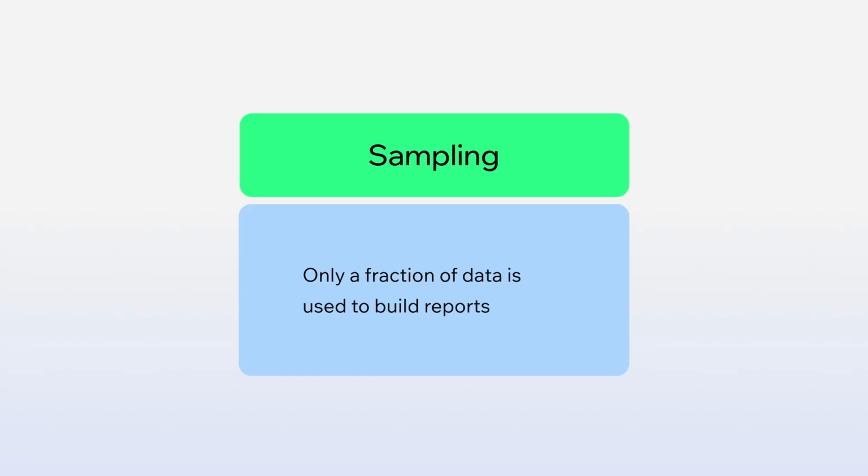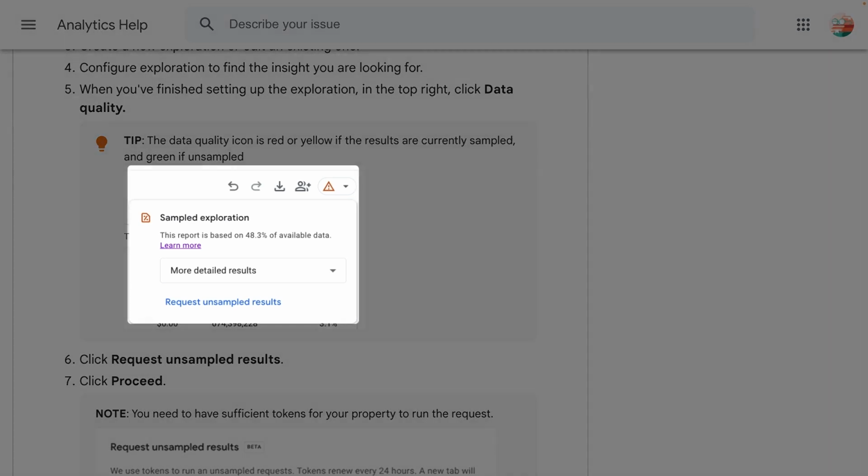GA has always had a sampling algorithm. Depending on the question you're asking within your dataset, GA may not look at all your data, but take a data sample to build reports instead. I'll show you a little later when we go through the UI, but generally, you'll see an icon that flags if sampling has been applied.